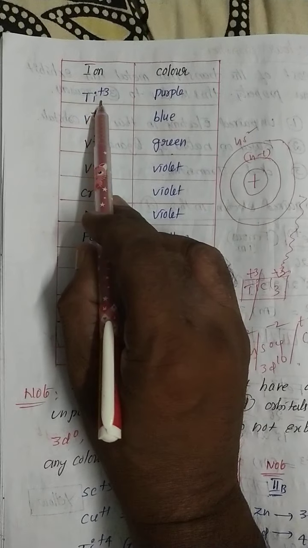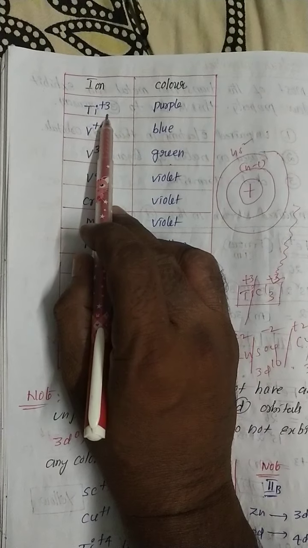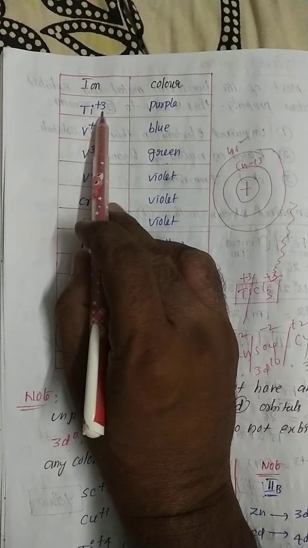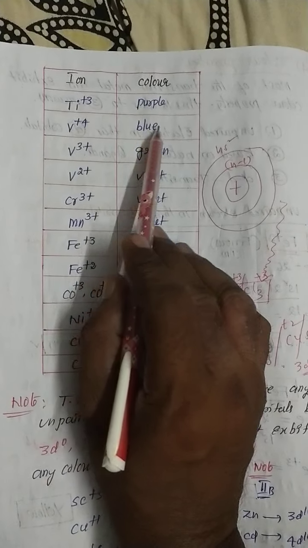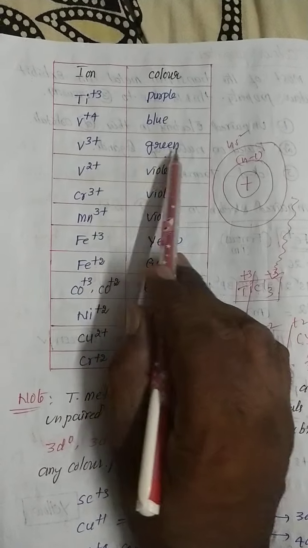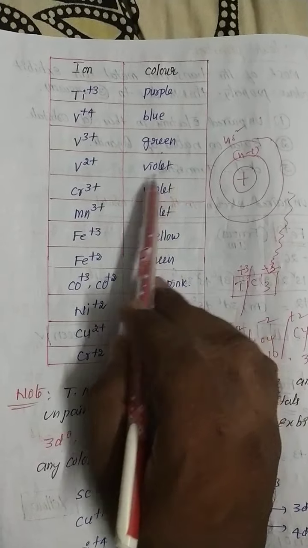Titanium plus 3. If any transitional metal compound has titanium that loses 3 electrons, the color is purple. Vanadium plus 4 means blue color. Vanadium 3 plus means green color. Vanadium losing 2 electrons, commonly violet color.